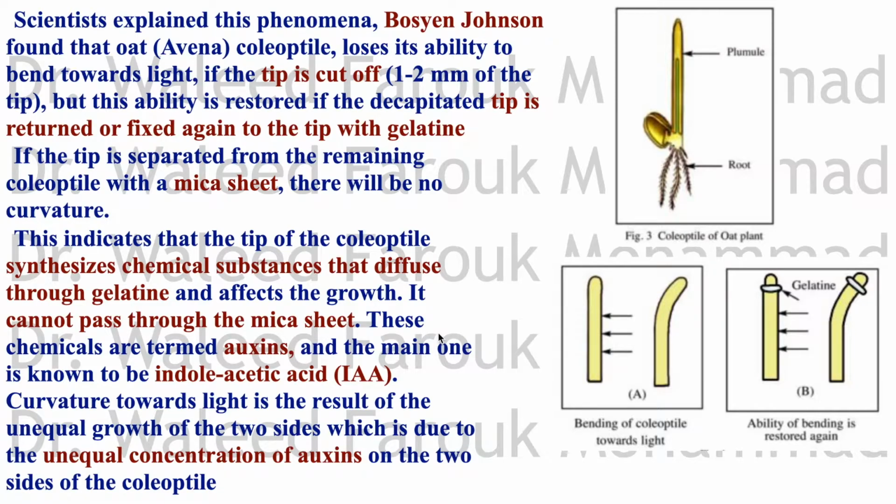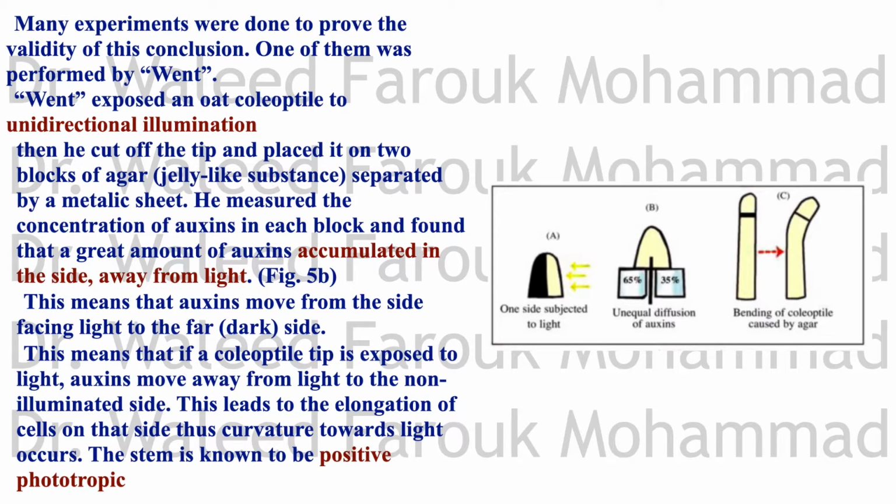Now we know the cause of the curvature, the unequal distribution of auxins. But why is there a different response between the stem and the root? We will know that right now. Now, a scientist called Went exposed an oat coleoptile to unidirectional illumination. Then he cut off the tip and placed it on 2 blocks of agar, a jelly-like substance, separated by a metallic sheet. He measured the concentration of the auxins in both sides.